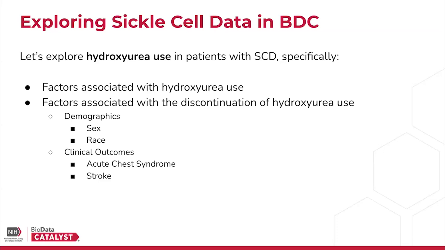So hydroxyurea is the first and most effective SCD therapy, but there are some barriers to hydroxyurea use. So what factors would affect a patient's decision to stop hydroxyurea use? It's not really well studied, so we wanted to explore the factors associated with hydroxyurea use and the discontinuation after the initial use. So some factors would include some demographic factors and the clinical outcomes.